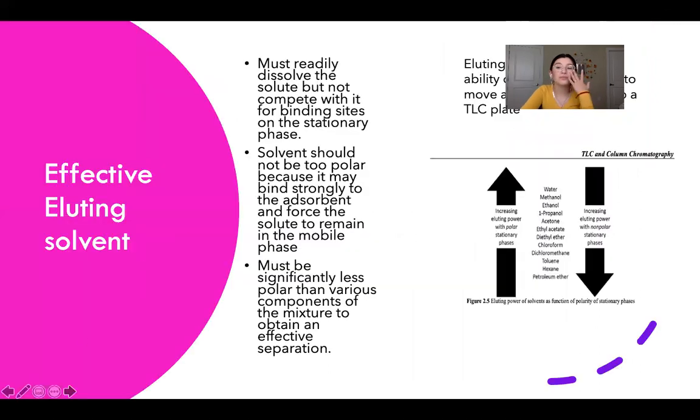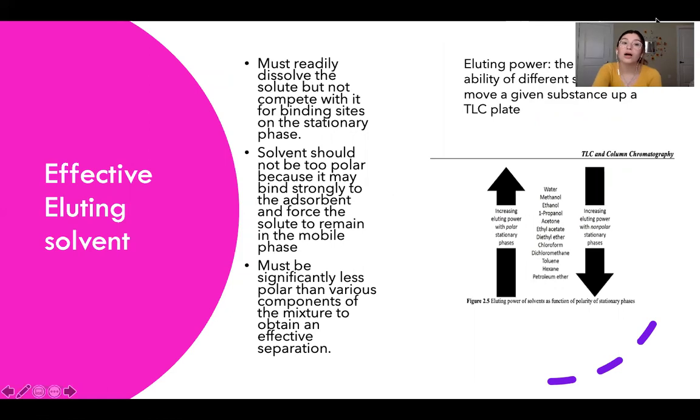Effective eluting solvent. It is very important that we use an effective eluting solvent, and these are some ways to find out how to pick a correct one. The eluting solvent must readily dissolve the solute but not compete with it for binding sites on the stationary phase. The solvent should not be too polar because it may bind strongly to the adsorbent and force the solute to remain in the mobile phase. It must be significantly less polar than the various components of the mixture to obtain an effective separation.